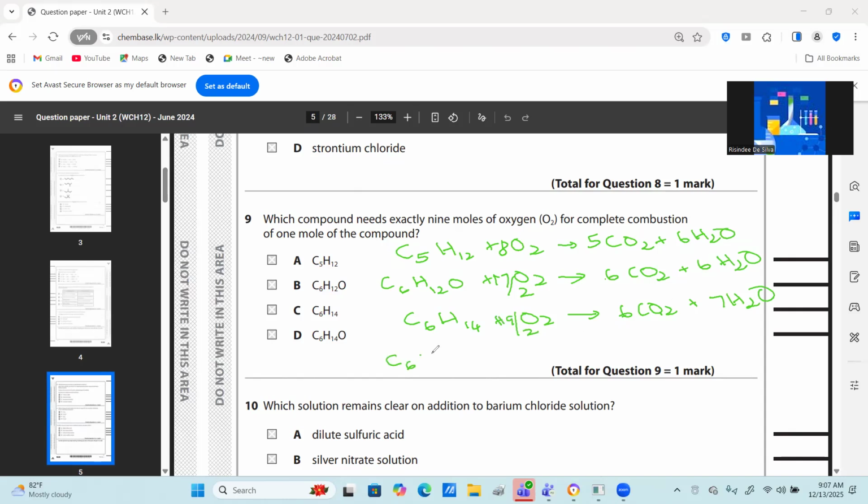Then the last one should be the answer, but we'll see whether it has 9 moles of oxygen. 6 CO2 and 7 H2O. So 6 into 2, 12. 12 plus 7, 19. 1 is already there. So 9 into 2, 18 plus 1 only, 19 on both sides. So the correct answer is D.